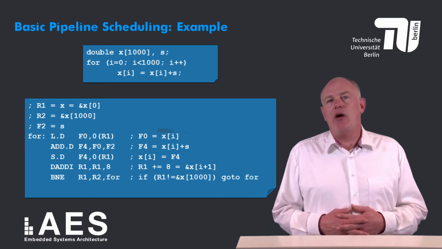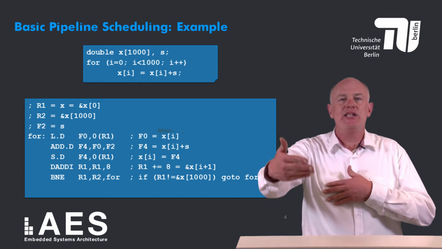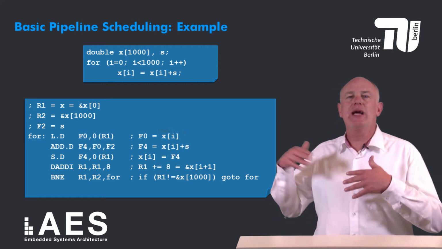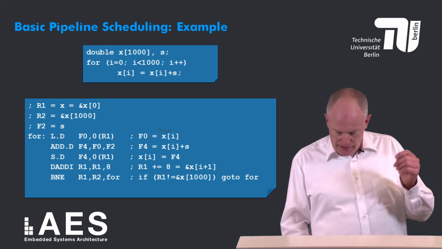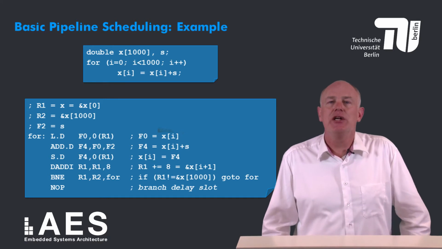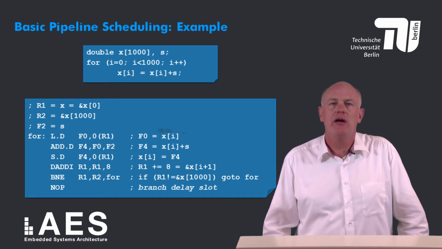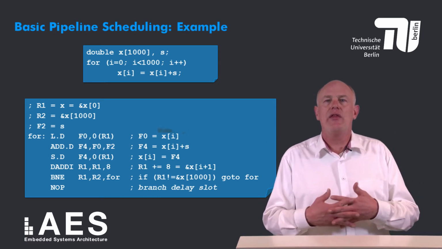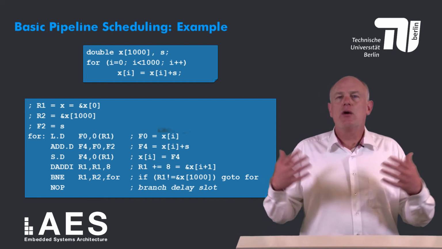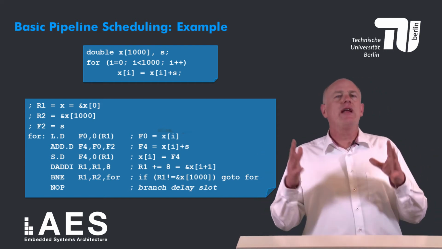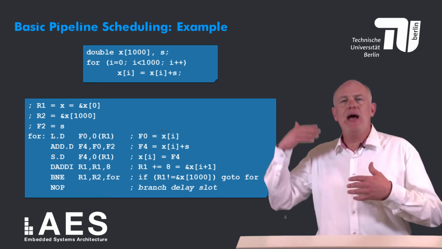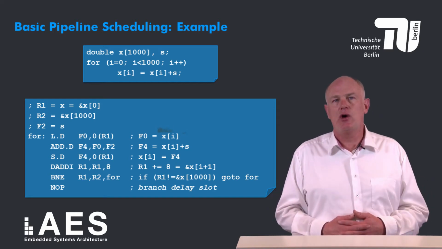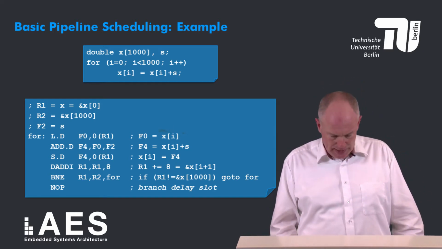And then we test if R1 now points to the first memory location after the array x. If it does not, branch not equal, we jump back to the beginning of the for loop. Finally, we have a no-op instruction, a no operation, in the branch delay slot. Recall that the instruction in the branch delay slot is always executed whether the branch is taken or not. This completes our simple program. Note that almost every instruction is dependent on the previous instruction, and therefore we can expect a lot of stalls when this code is executed on the multi-cycle pipeline.